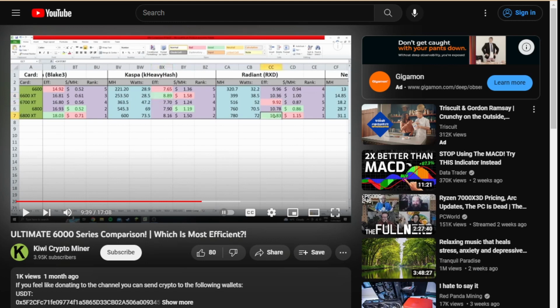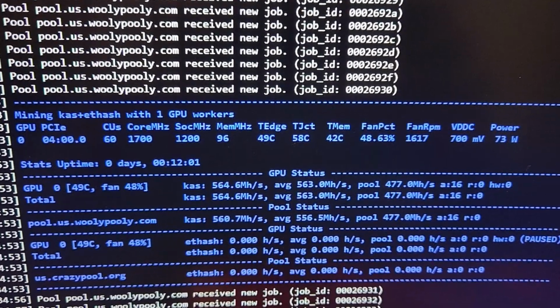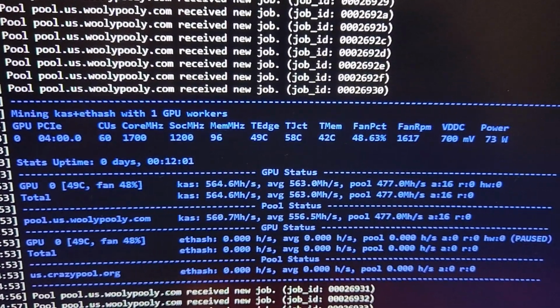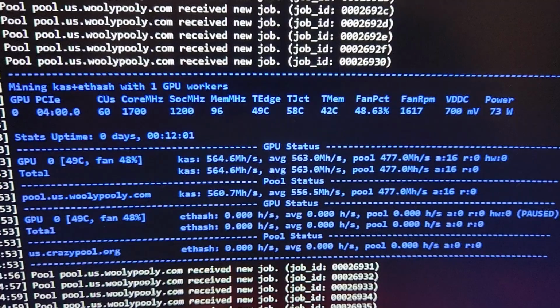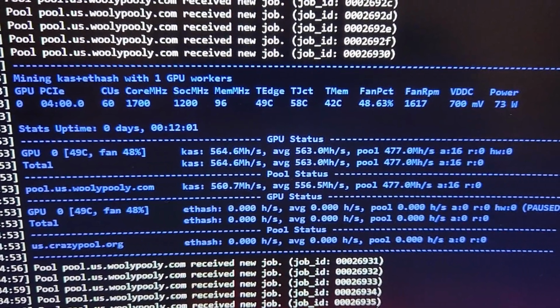So if you compare Kiwi Crypto's Ultimate 6000 series comparison, which is just a good baseline, you see the 6800 on Caspa is getting about 545 mega hash at about, he says, 70 watts. I'm assuming that's the software. So seeing that, let's go check my GPU at the miner and let's see what it's getting right now. You can see I had to access it through the web GUI. I am getting about 73 watts at the software and about 564 mega hash.